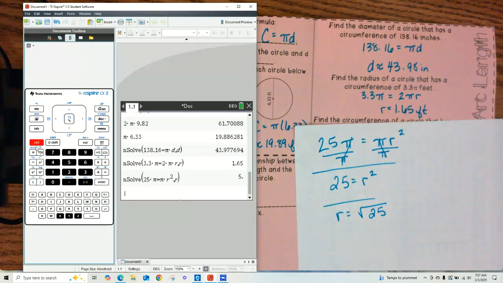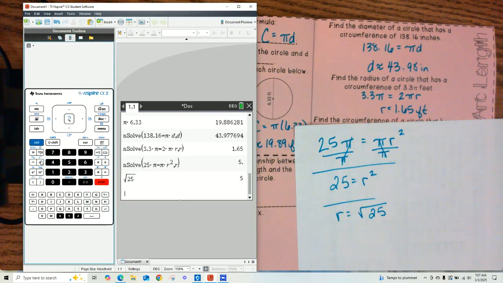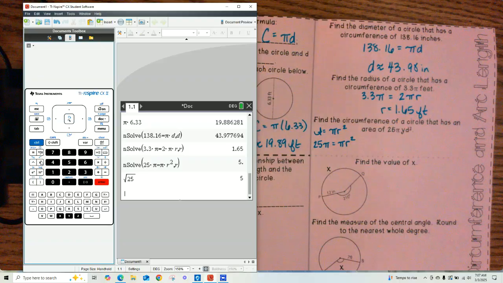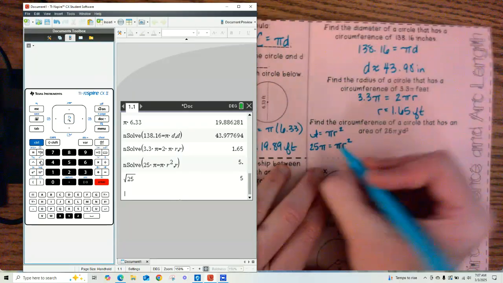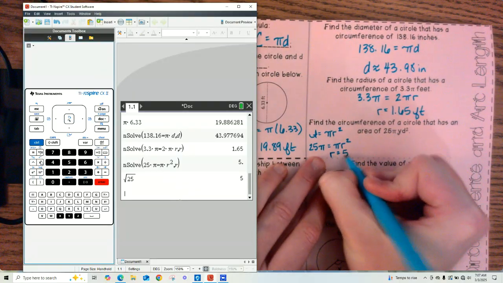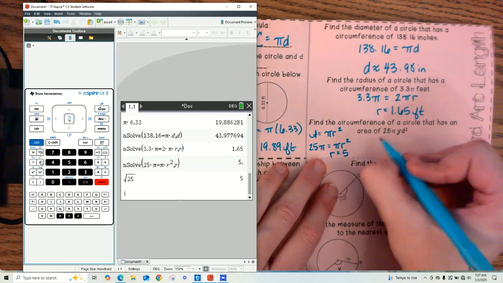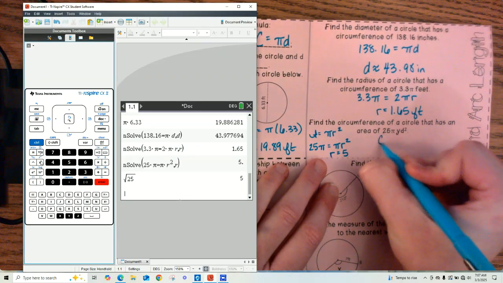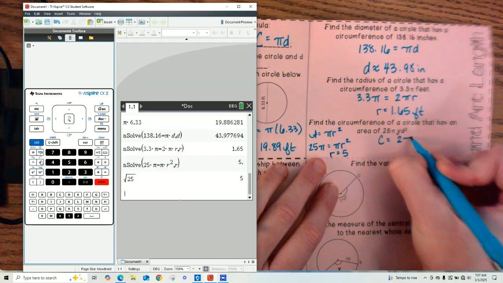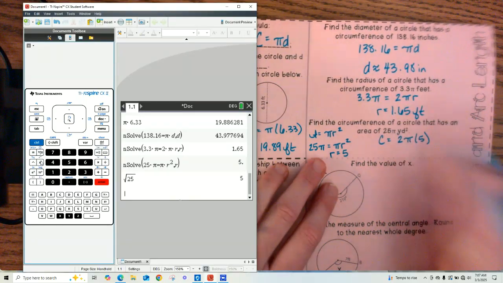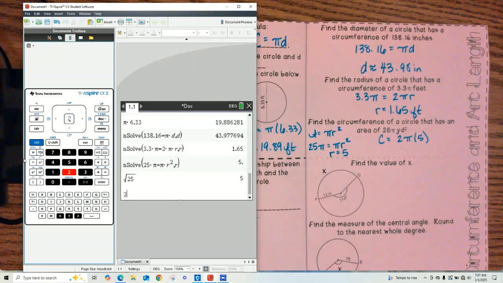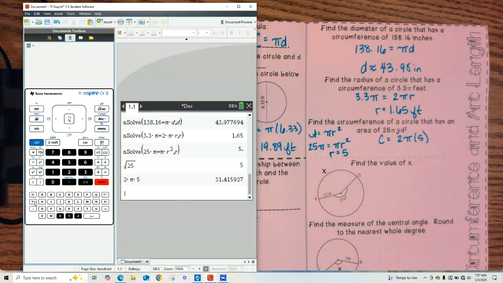All I'm doing is square rooting that number that's in front of pi when they give it to me that way. Okay. Just because menu 3-1 won't always work. But if we have the radius, then we can find the circumference. So circumference equals 2 times pi times the radius. 2 pi times the radius.